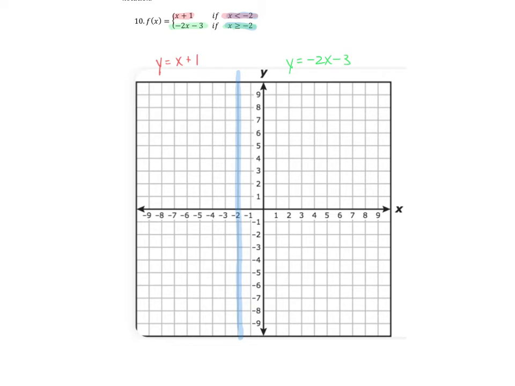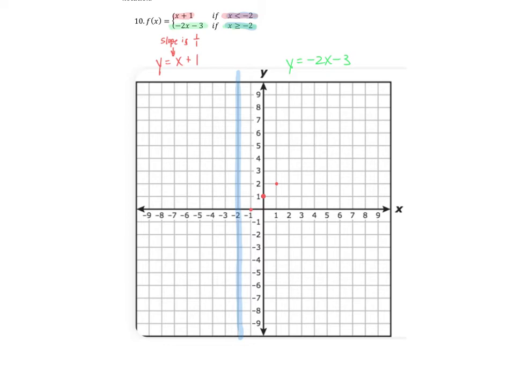Okay, so now what I need to do is graph these lines and make sure they only are occurring on the appropriate side of the graph. So for the red part, I have y equals x plus 1. To graph a line, remember you start with the y-intercept. So the y-intercept is 1, so that would be here. And then you go up and over according to the slope. So the slope here is 1. So 1 over 1, that means you go up 1, right 1, or down 1, left 1.